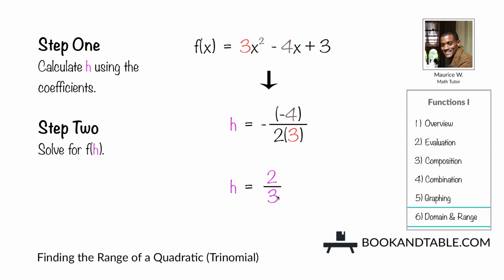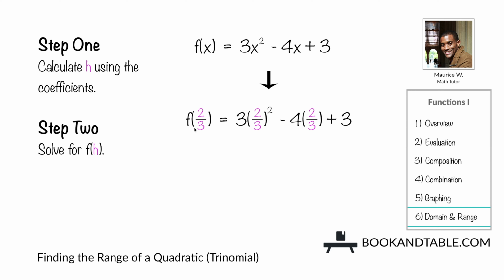So now we want to solve for f of h, and h is 2/3. So we'll plug that in here for our x's. So that would give us f of 2/3 is equal to 3 times 2/3 squared minus 4 times 2/3 plus 3. So that gives us 2/3 squared, which is here. This 3 is technically in the numerator, so we can cancel out one of the 3's in the denominator, so we'll cancel out this one. So that leaves us with 2 times 2, which is 4 over 3. And now for the second term, we have negative 4 times 2, which would give us negative 8 over 3.